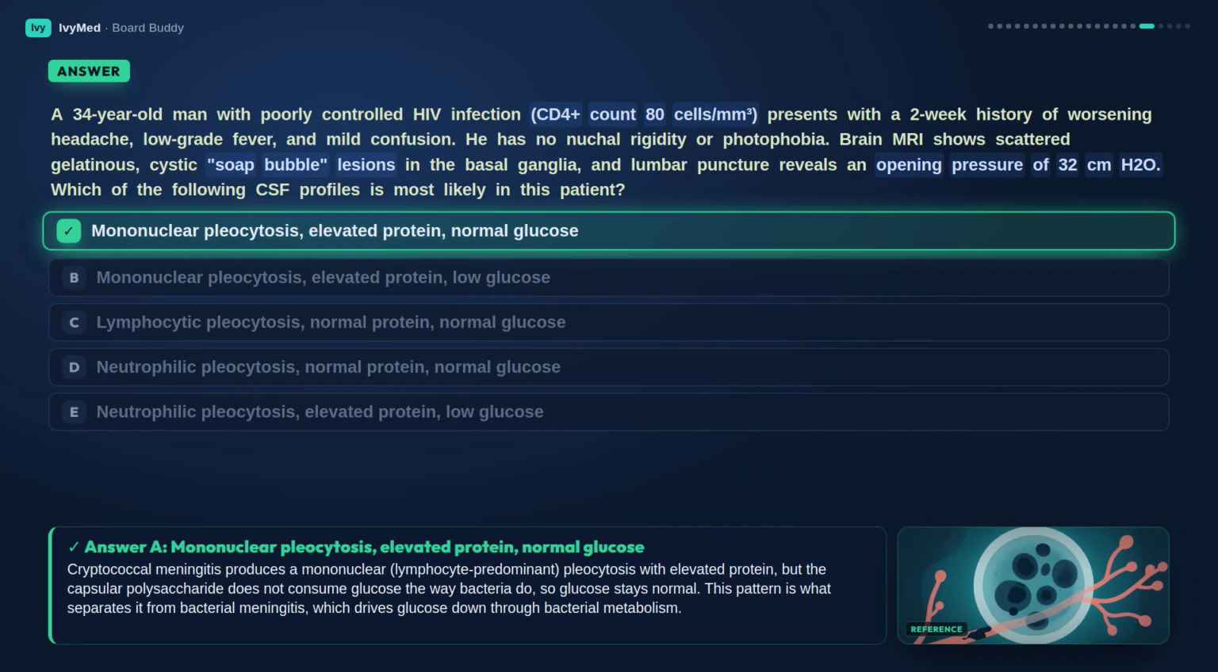The answer is A. Cryptococcal meningitis produces a mononuclear, lymphocyte-predominant pleocytosis with elevated protein, but the capsular polysaccharide does not consume glucose the way bacteria do, so glucose stays normal. This pattern is what separates it from bacterial meningitis, which drives glucose down through bacterial metabolism.